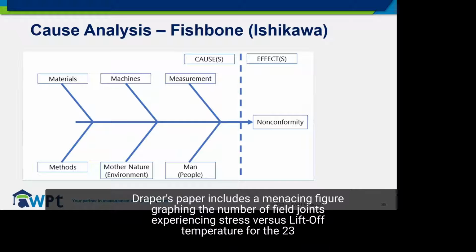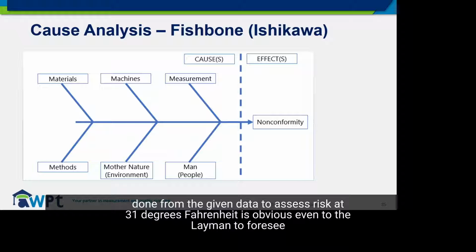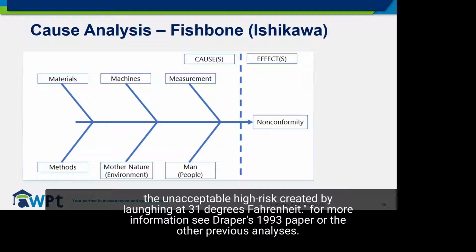Draper's paper includes a menacing figure graphing the number of field joints experiencing stress versus liftoff temperature for the 23 shuttle flights previous to the Challenger disaster. No previous liftoff temperature was under 53 degrees Fahrenheit. Although tremendous extrapolation must be done from the given data to assess risk at 31 degrees Fahrenheit, it is obvious even to the layman to foresee the unacceptable high risk created by launching at 31 degrees Fahrenheit. For more information, see Draper's 1993 paper or the other previous analysis.